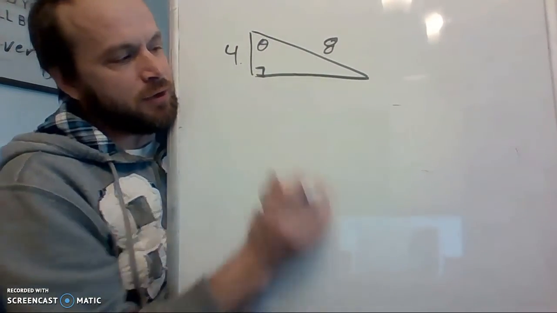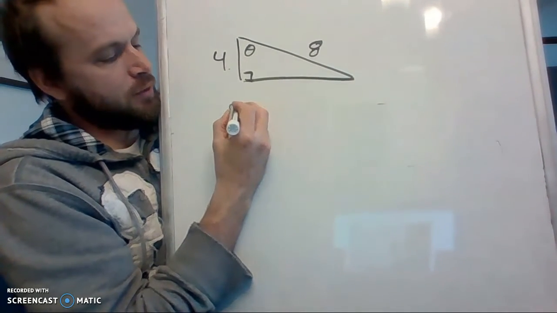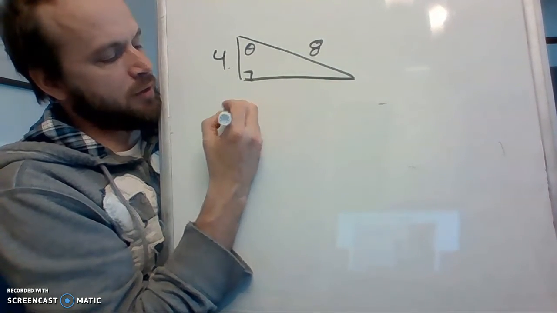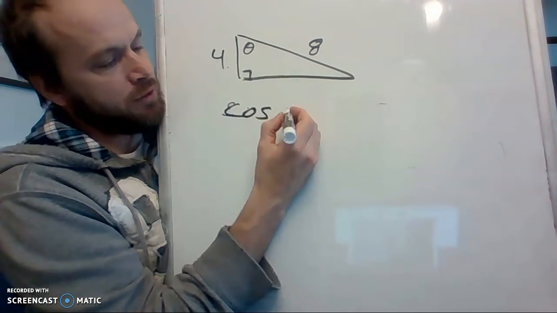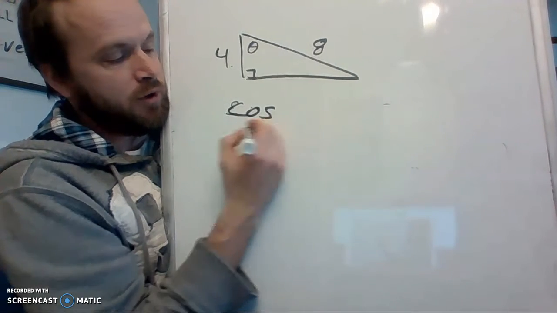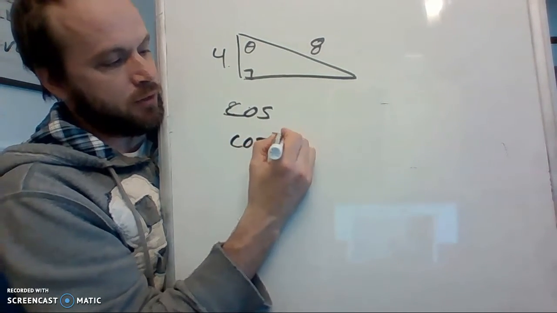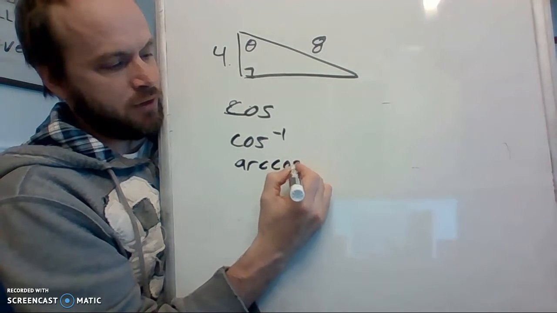Instead of using the function of SOHCAHTOA, sine, cosine, or tangent, I'm going to use cosine in this one, abbreviating it to COS. Instead of using the cosine of some angle to find the ratio, I'm going to use what they call the inverse. It can be written like this, or it can be written like this.